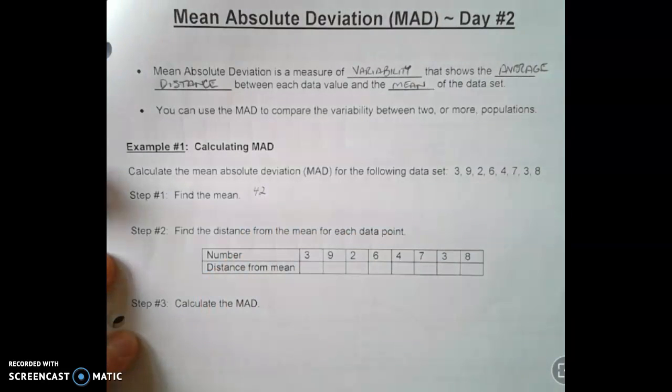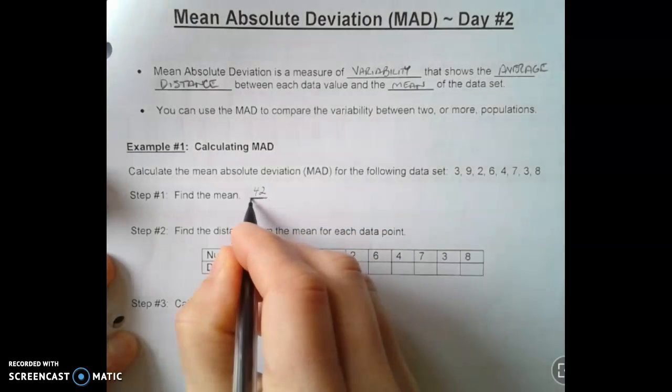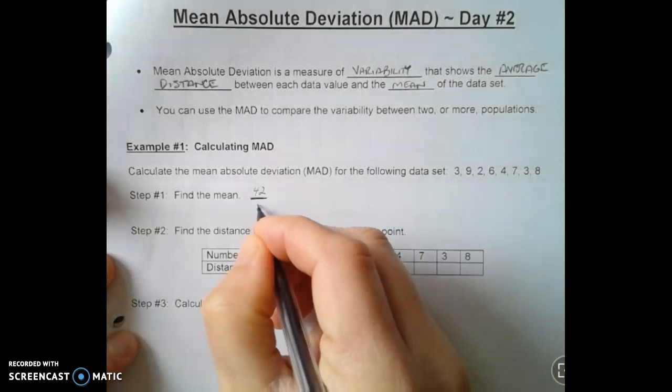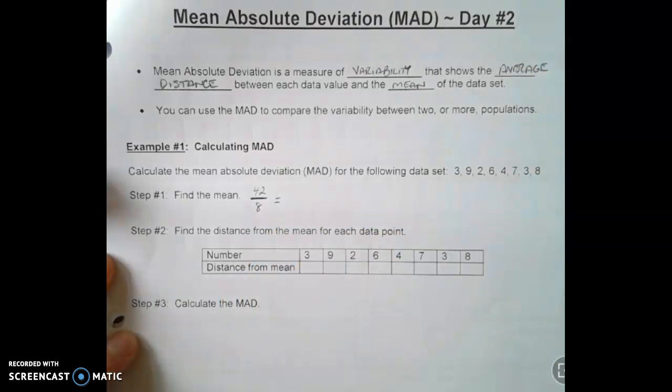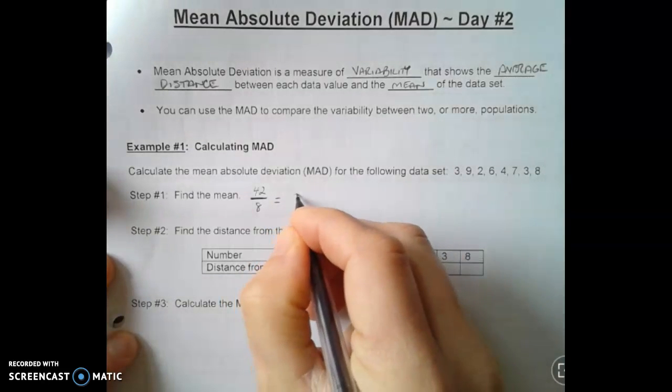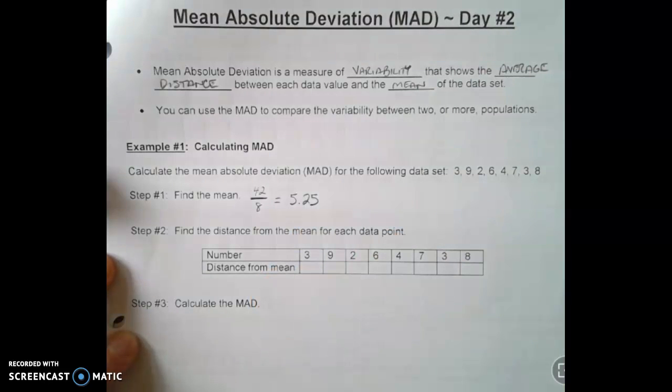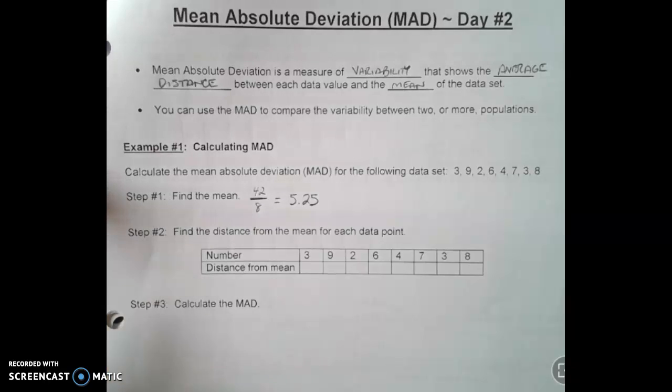42 is the sum. Now we have to divide by the number of values to get the average. 1, 2, 3, 4, 5, 6, 7, 8 numbers in that list. If you divide 42 by 8, you're going to get a mean of 5 and 25 hundredths. After you calculate the mean, you need to figure out the distance from the mean for each data point. For each one of these numbers, I have to figure out how far away they are from 5 and 25 hundredths, so we're going to do some subtraction.